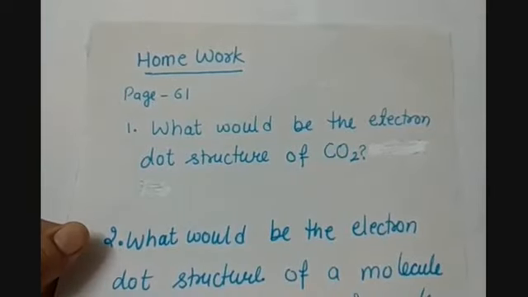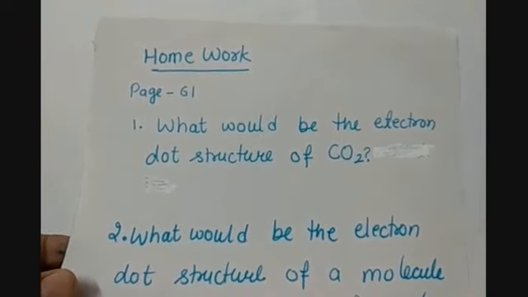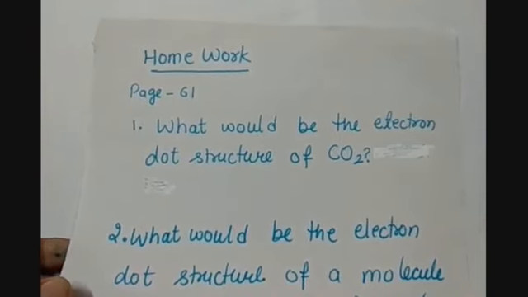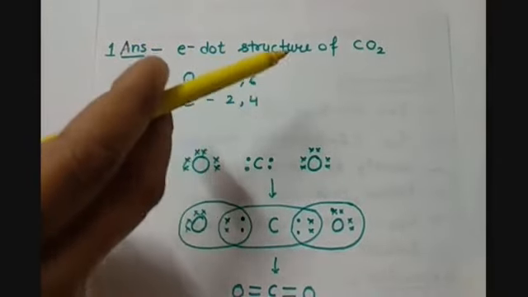Now let us see the homework solution of lecture number 1. So in lecture number 1 you have 2 questions, and the first question was what would be the electron dot structure of carbon dioxide? So in the answer we have to draw the electron dot structure of carbon dioxide.